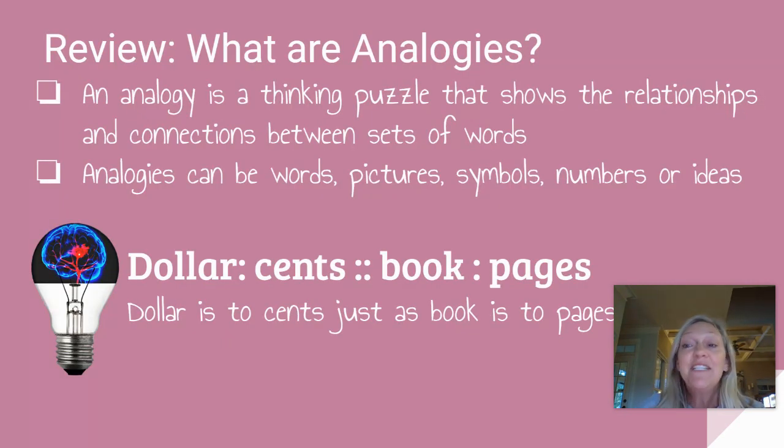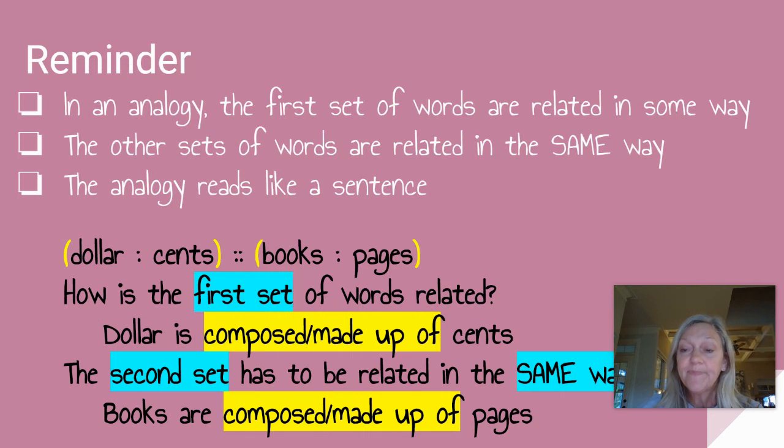Of course, analogies are those thinking puzzles that show relationships and connections between words. Analogies can be words or pictures or symbols, numbers or ideas, and basically we've been using the words so far. An example, as it's written, is dollar is to cents, as book is to pages. Just a reminder, the first set of words are going to be related in some way, and the other sets of words are going to be related in the same way. And that analogy reads like a sentence.